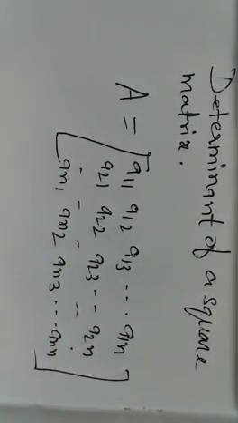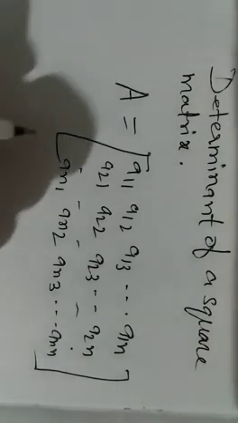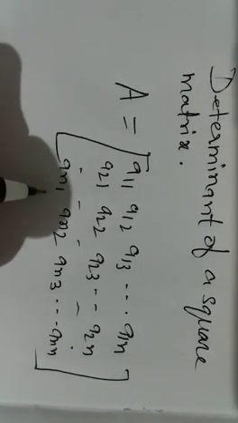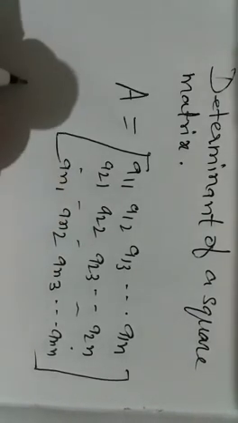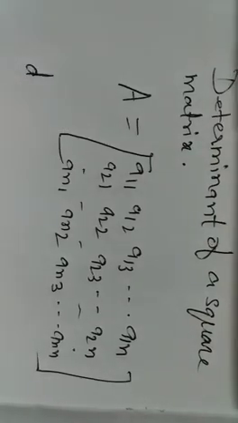Now here we have to see that there is an associated expression called the determinant of A, denoted by det A. We can write the determinant of A as det A, or in the modulus form, as we used to write earlier.